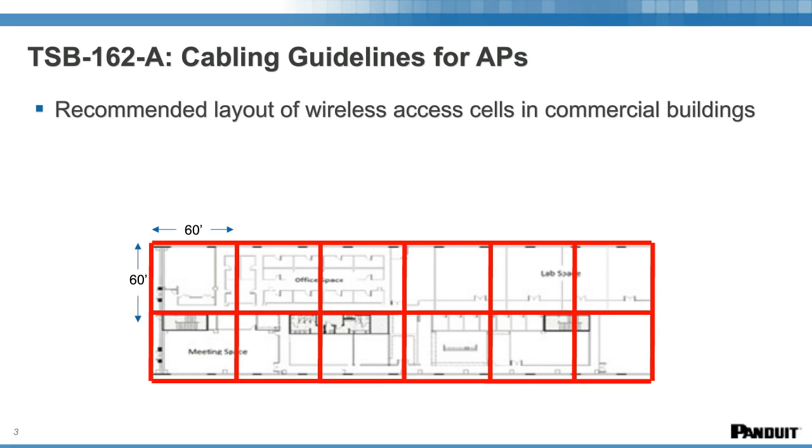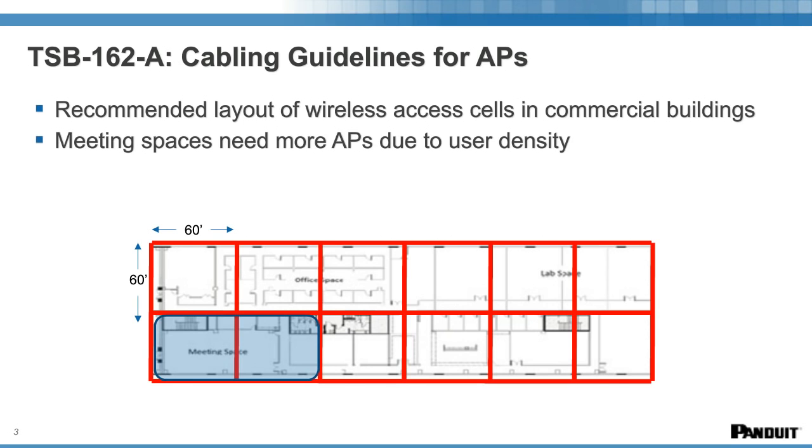So in this graphic, we see a typical commercial enterprise divided into square grid sections, approximately 60 feet by 60 feet. In the highlighted area, you see a meeting space or collaboration space. Typically, we see higher bandwidth demands in that space and should really be focusing more on the increased number of access points in order to service user density.